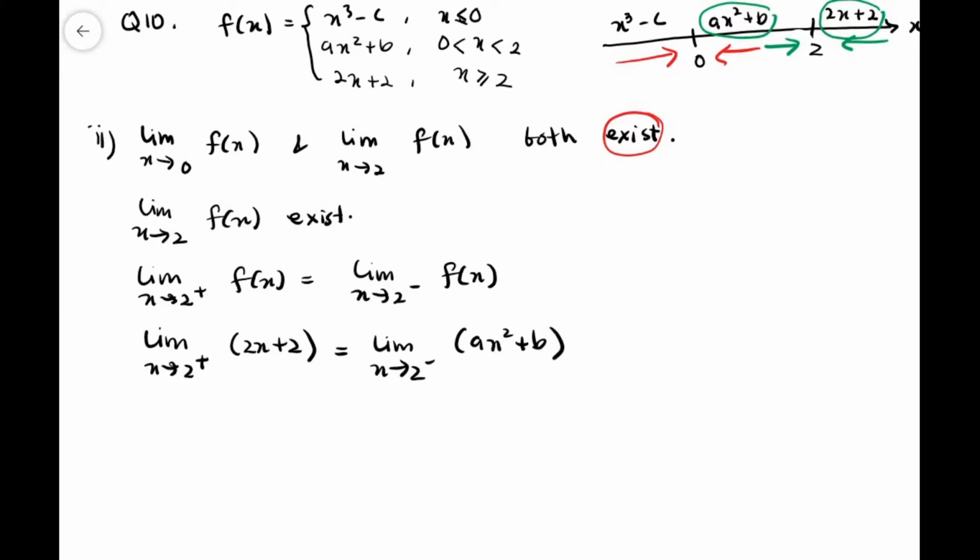But note that we already have the value of b from the previous solving. So the value of b here is negative 2, so minus 2. So again, we just need to substitute the value inside. So 2 multiplied by 2 plus 2 should be equal to a times 2 squared minus 2. Hence, by solving this part, you're left with a equal to 2.